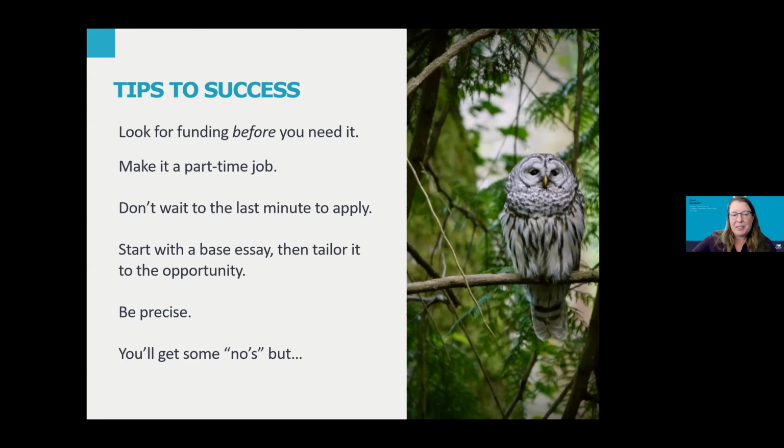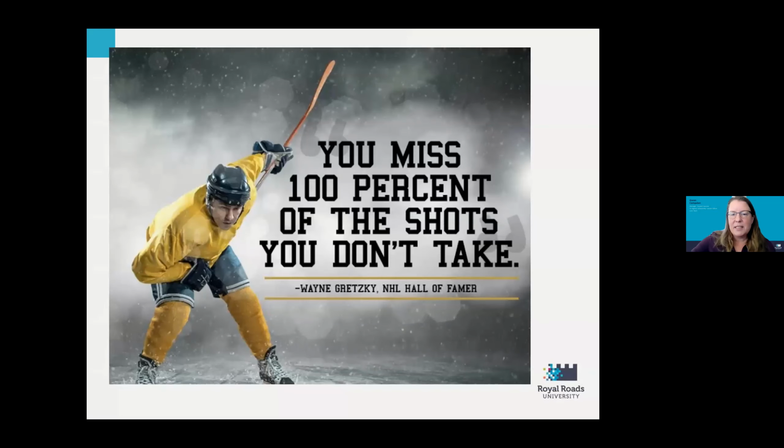You're going to get some no's and expect that, but you miss 100% of the shots you don't take. So don't stop at your first no. That doesn't mean that you weren't worthy of it. It meant that there was another applicant that nailed it.